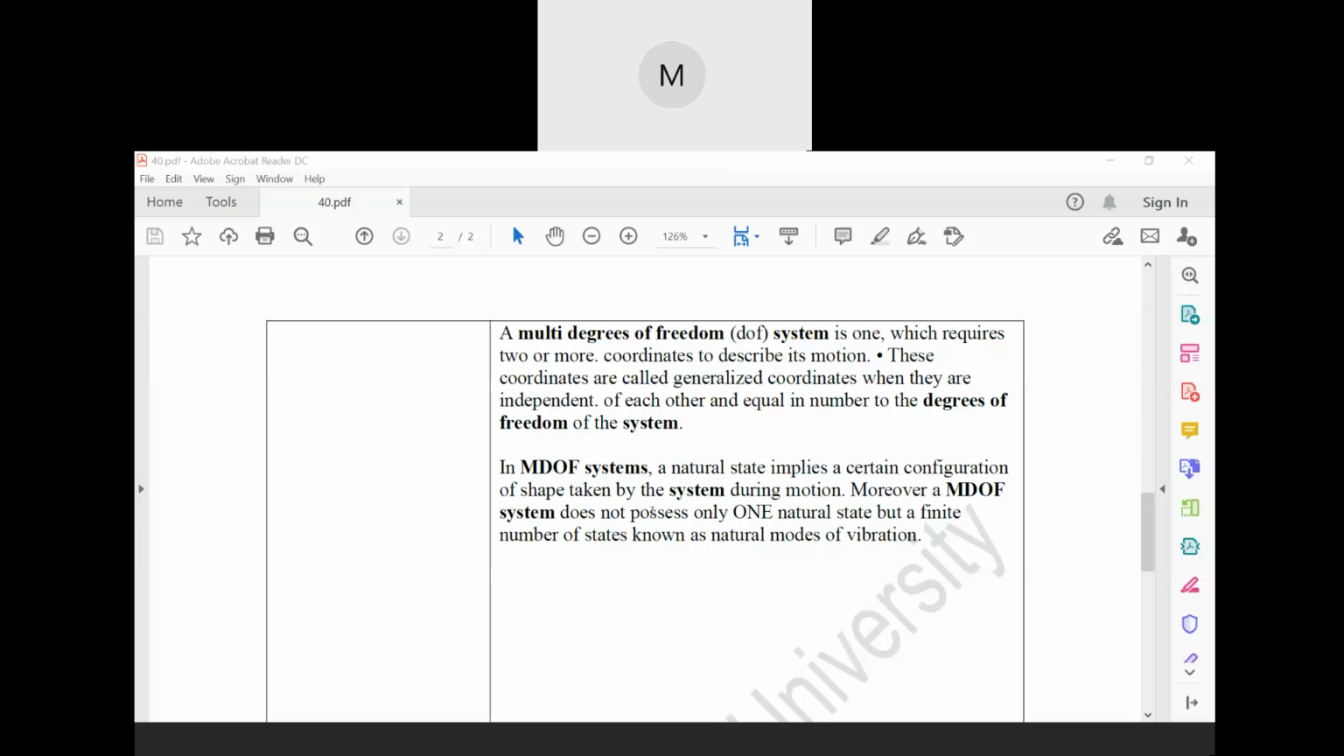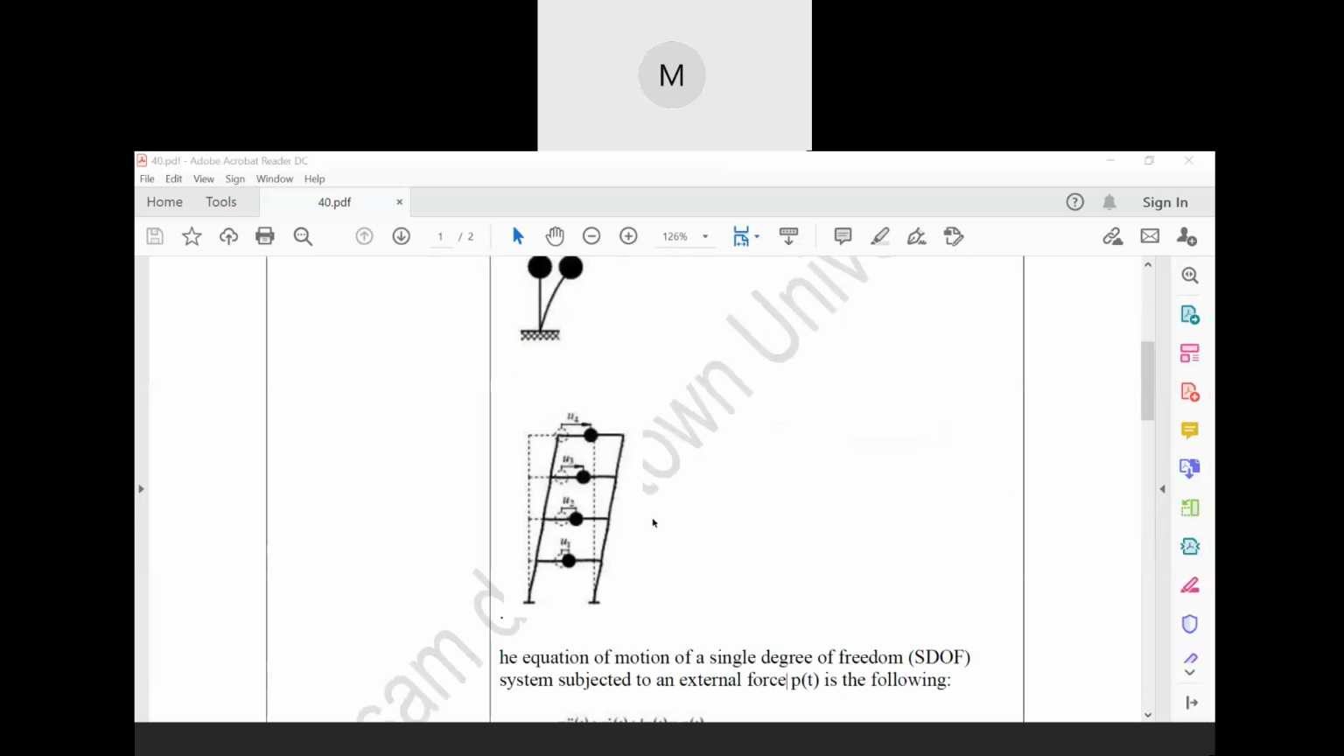In multiple degree of freedom systems, a natural state implies a certain configuration of shape that is taken by the system during the motion. So to clear all this SDOF and MDOF, let us watch some videos.